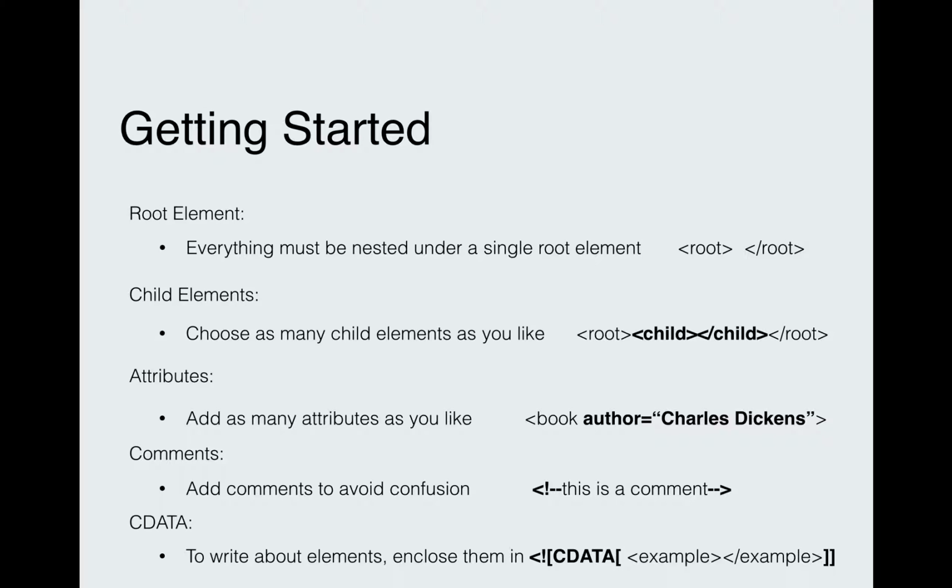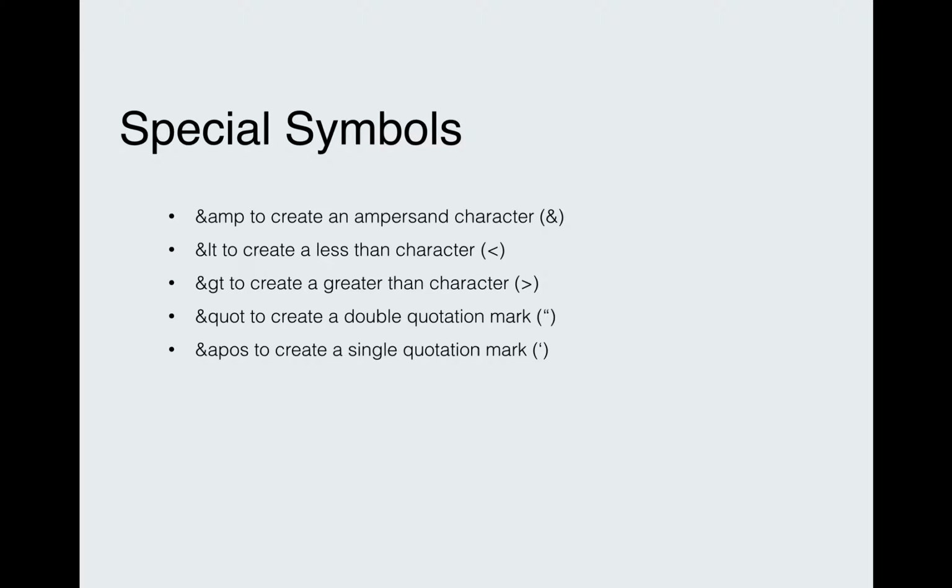And finally, there are 5 special symbols in XML. Predefined entities exist because these characters have special meanings in XML, and typing them directly could cause confusion for the parser. For example, if you were to use a less than angle bracket for something other than the start of an element, the parser could mistakenly interpret it as an invalid element.